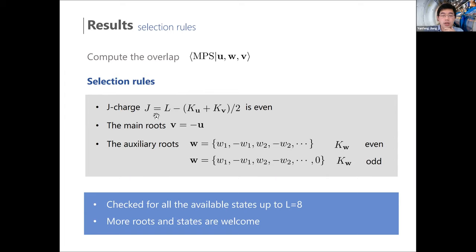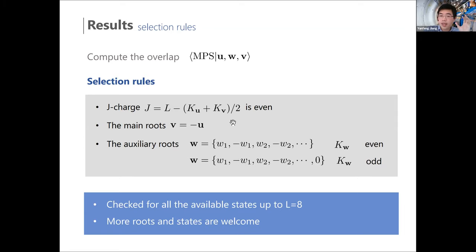So the first condition is this J charge, which is defined by length minus this number, is even. It has to be even. And we also find that the main roots have to be opposite to each other as a set, so V must equal minus U. And the auxiliary roots have to be paired. So if KW is even, it is W1, minus W1, then W2, minus W2, and so on. And if it's odd, then one of them has to be zero and the rest is paired.